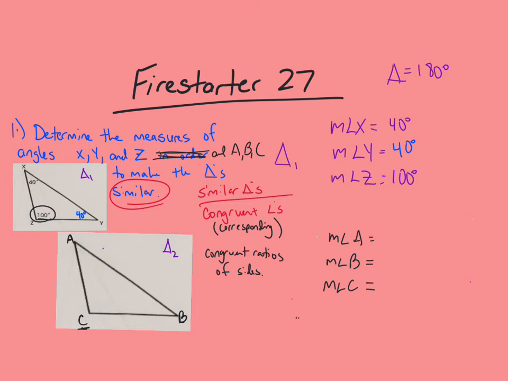So for this to be similar, angle C must be 100 degrees because it corresponds with angle Z. Angle B must be 40 degrees. Angle A also must be 40 degrees. If I change angle A, let's pretend I change angle A to 50 degrees, then that would change angle B to 30 degrees. Right? And it would change it in the other ones as well.